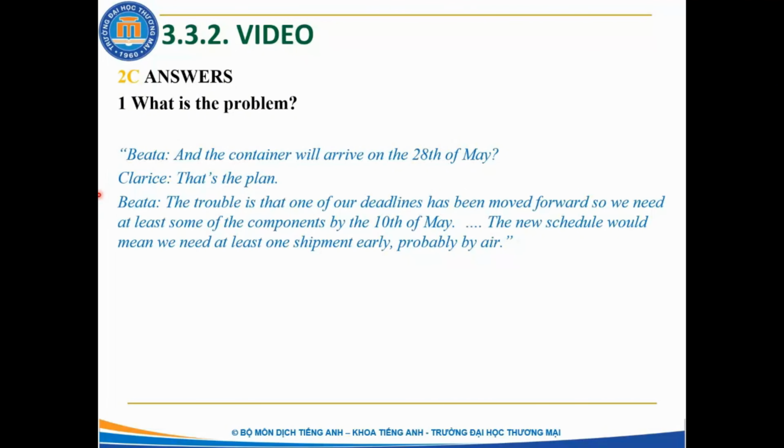And then Beata said, the trouble is that one of our deadlines has been moved forward, so we need at least some of the components by the 10th of May. The new schedule would mean we need at least one shipment early, probably by air. So what is the problem here? The problem is that Beata needs the component earlier than planned, right?